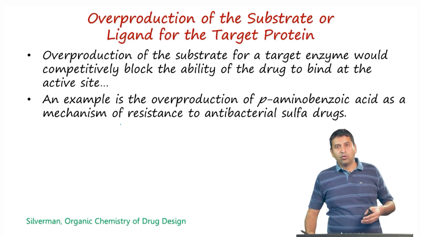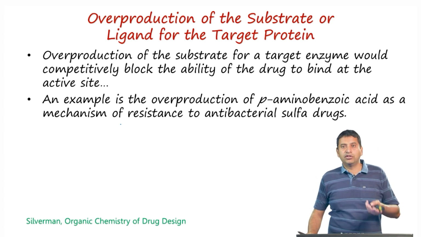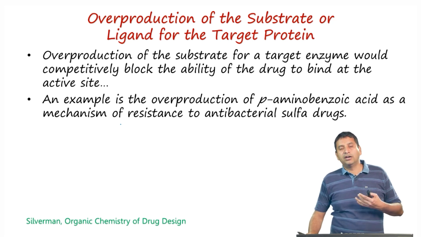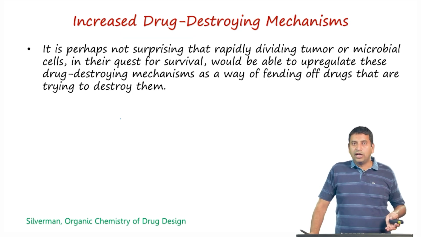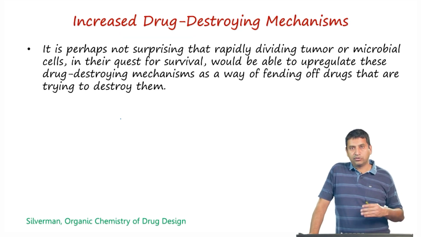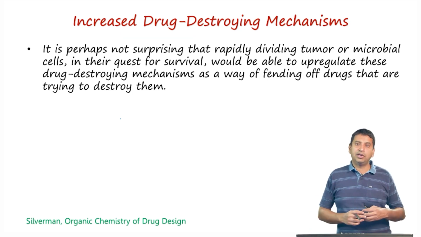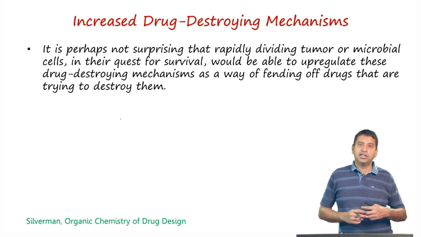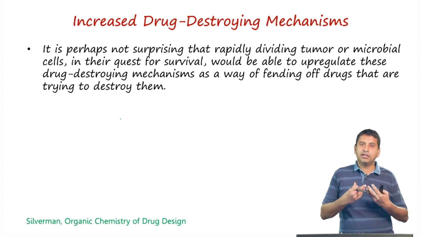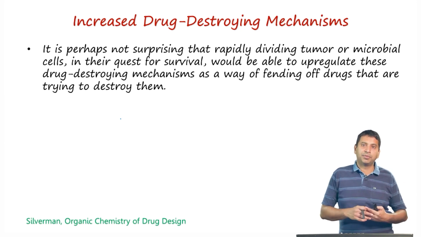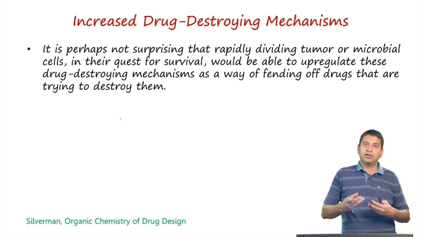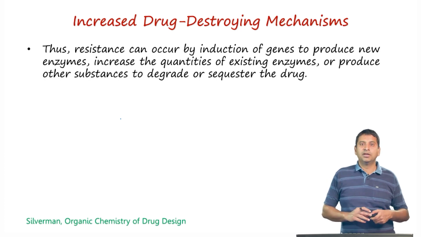An example here is overproduction of para-aminobenzoic acid, which is the substrate for the enzyme on which sulfa drugs act. By increasing the concentration of para-aminobenzoic acid, the bacterium becomes resistant to sulfa drugs. You can also have increased drug destroying mechanisms. When you have rapidly dividing tumors or microbial cells, they want to survive, and so they would upregulate these drug destroying mechanisms as a way to fend off the drugs that are trying to destroy them. This is something that can occur in these organisms.